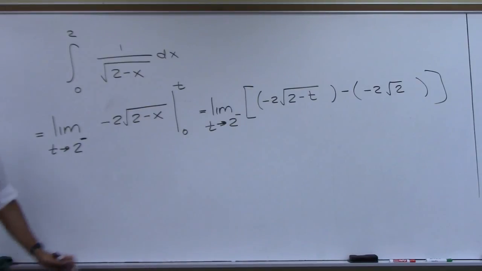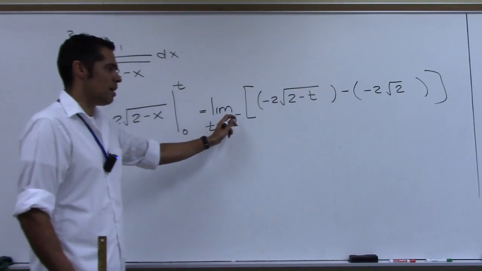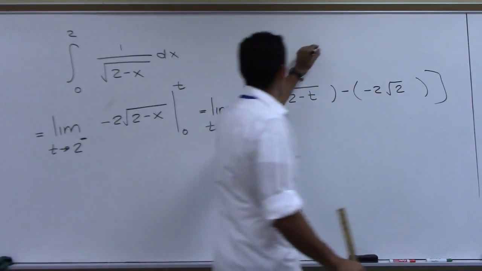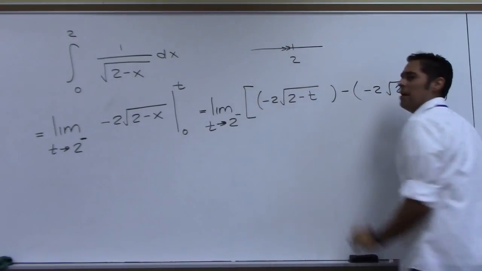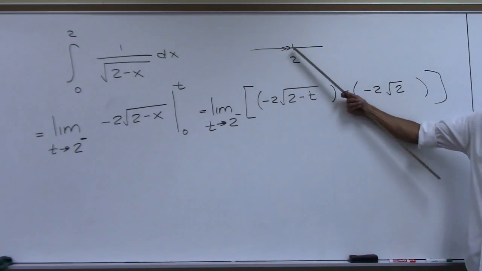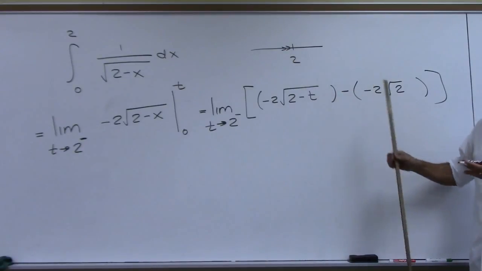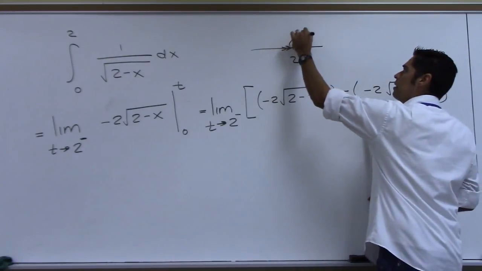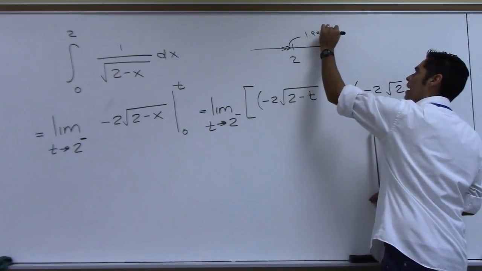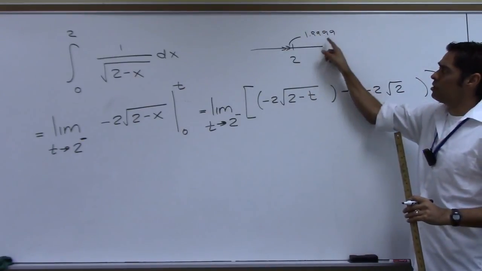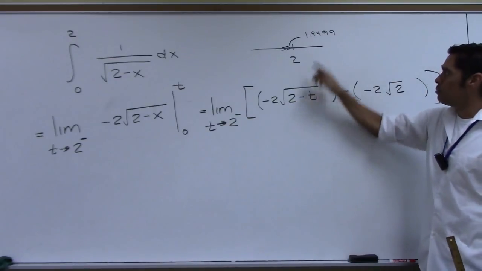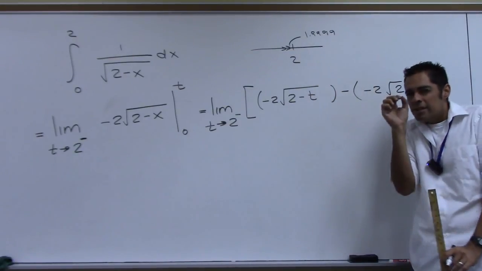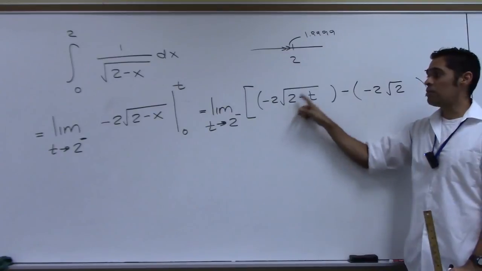Now, why is it important that I was approaching from the left side? Let me try and explain that, why it's so important here. Here's 2. I'm approaching from this side, right? So the numbers that I'm actually plugging in for t are smaller than 2, aren't they? Numbers like 1.9999, very, very close to 2 without actually being greater than 2. And so if I take 2 and I subtract 1.99999, I'm going to get a very, very tiny positive number. And that's good, because I need to take the square root of it.